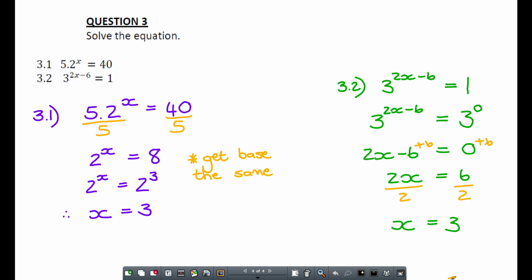Do you always have to get the base the same? If your exponent is an unknown, then you have to get the bases the same. Always, from the beginning.